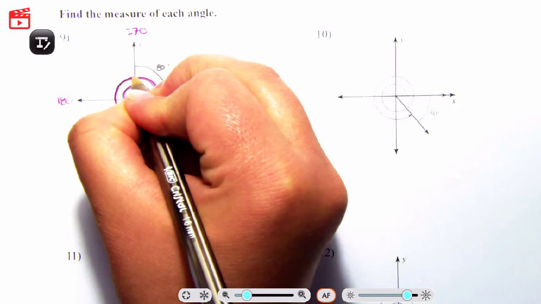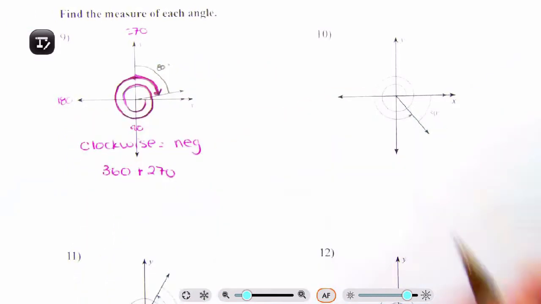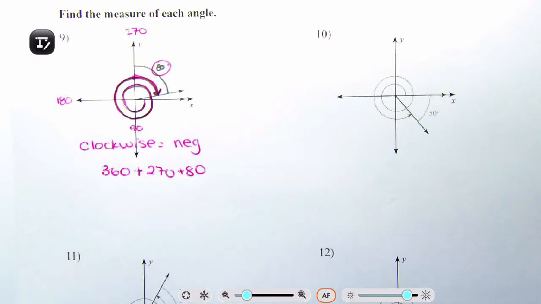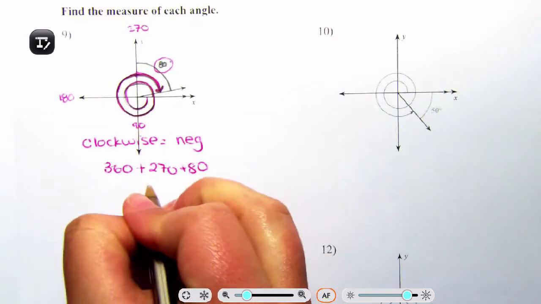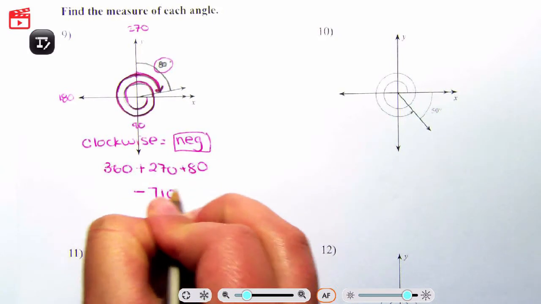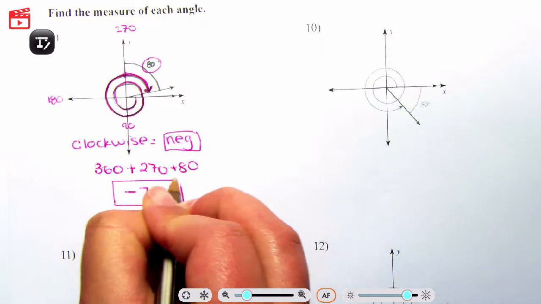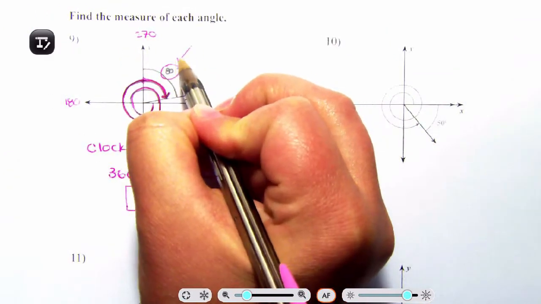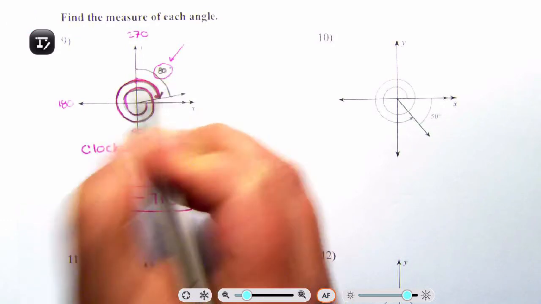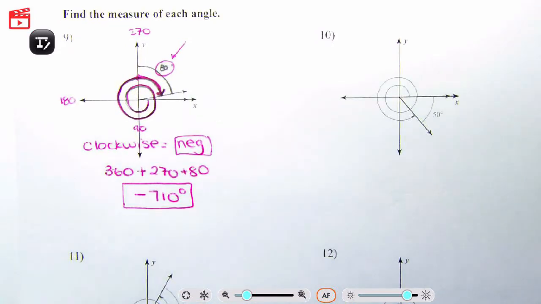And then I have traveled from 270 to my terminal ray, the distance of 80. So 360 plus 270 plus 80, that means I have traveled the distance, and make sure it's negative because we're going clockwise, a negative 710 degrees. Now, how did I know to use degrees instead of radians? Because this angle measure right here from 270 to my terminal ray is in degrees. So that should be a negative 710 degrees.